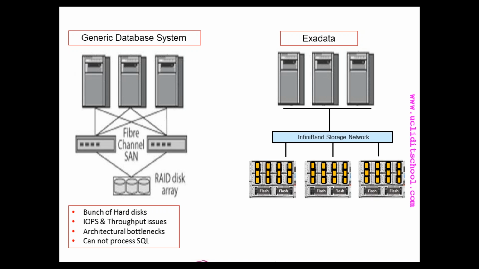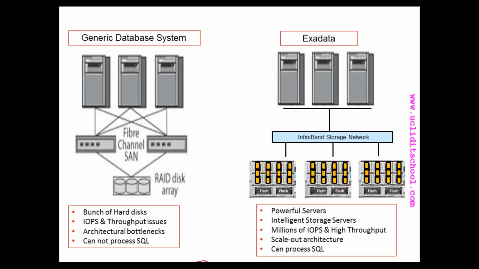And the generic systems have architectural bottlenecks, meaning as you add more and more storage, at one time the saturation happens either at the storage controller level, where it runs out of capacity, or at the network fabric level, where the network will be saturated. Slowly, over a period of time, you tend to get low performance for your database. And generic storage, like SAN storage, cannot process your SQLs because the storage does not understand Oracle. It does not have any database intelligence built into it. So these are some of the shortfalls in generic database systems that use general storage.